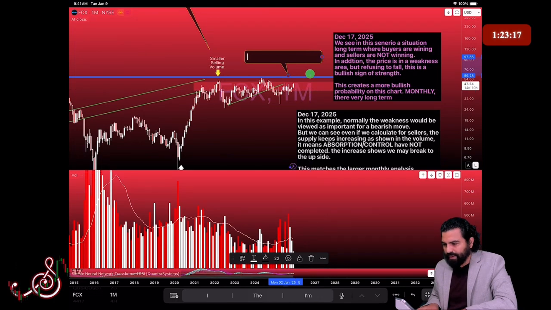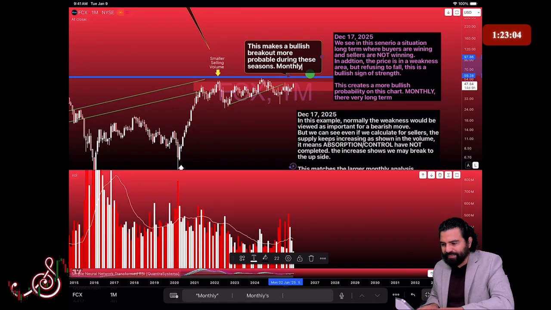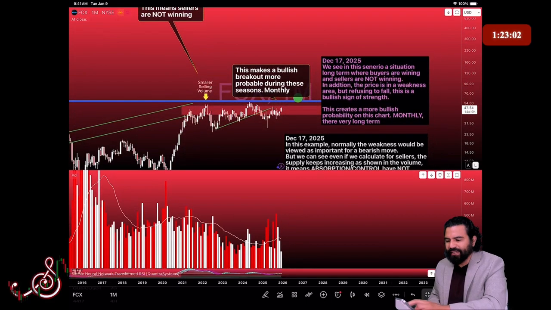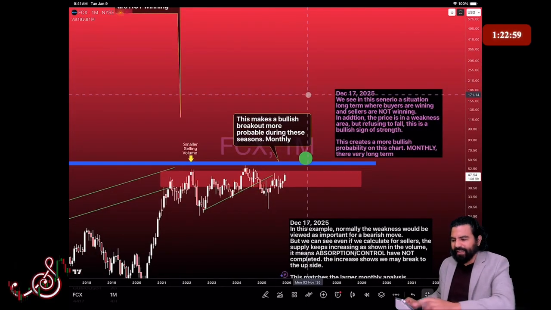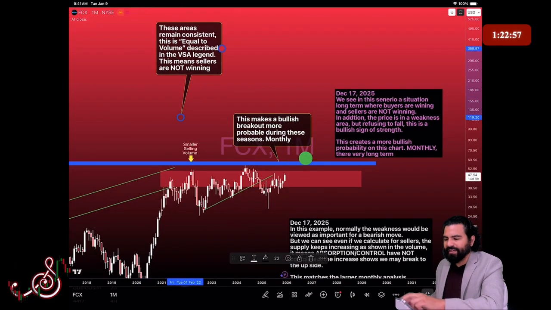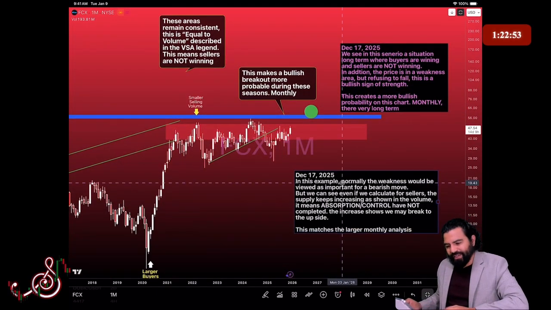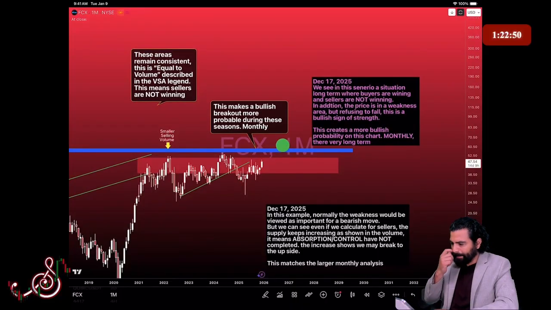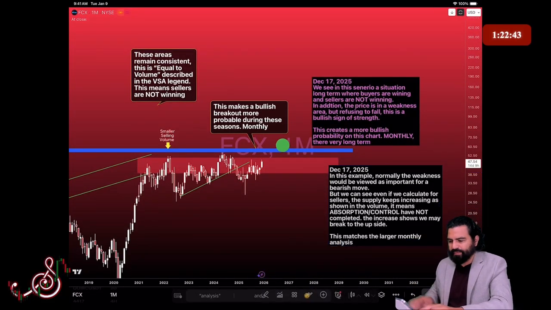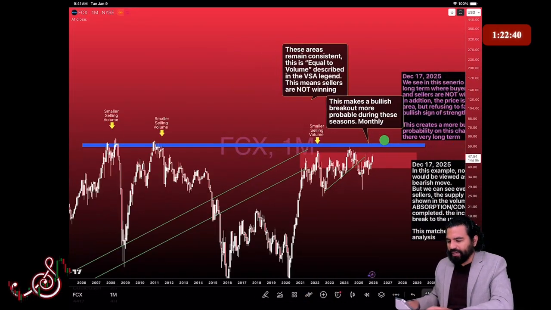So this makes a bullish breakout more probable during these seasons. Now, this is a monthly chart type move, so this could take a year or whatever. It's a little too long for my cup of tea. For those who are looking for a long-term stock right now that's probably going to have a breakout, this will probably be your cup of tea. Now, I think that's all I want to say about this stock.